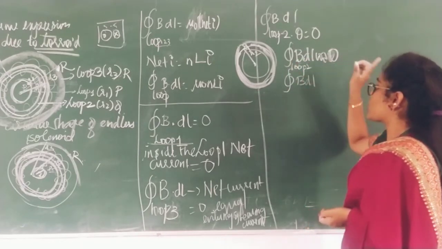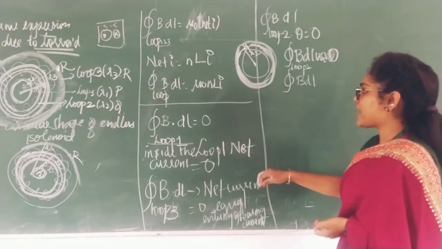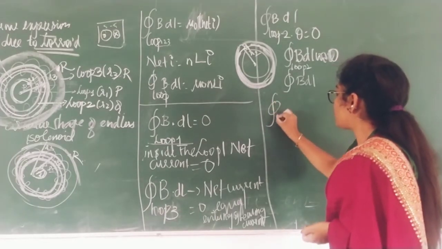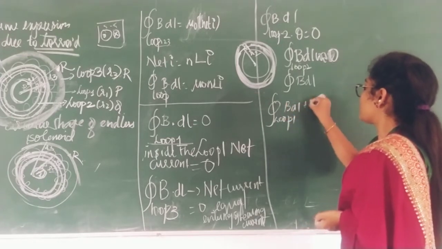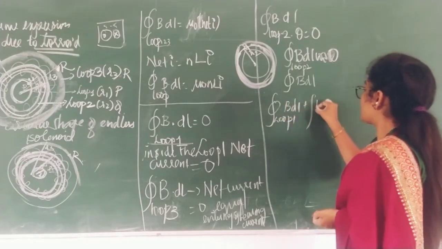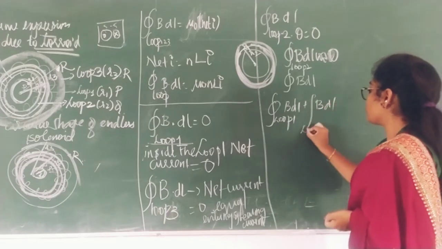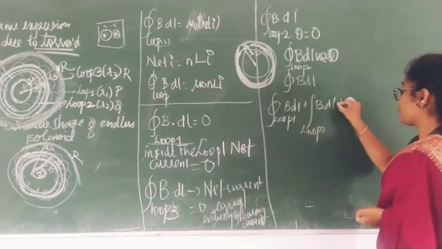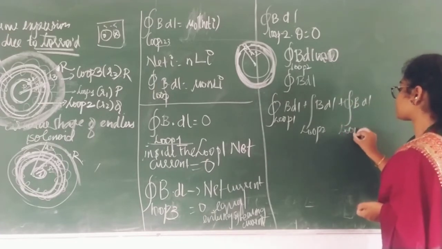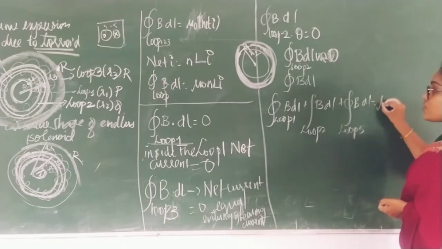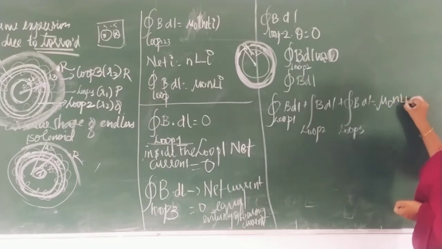B dl cos 0 is 1. Now I will write the loops. Loop 1, B dot dl, plus B dot dl of loop 2, plus B dot dl of loop 3, is equal to mu naught n Li.